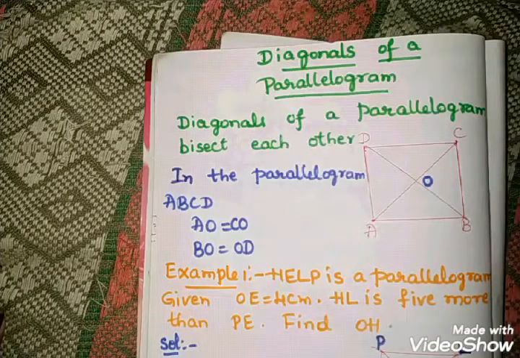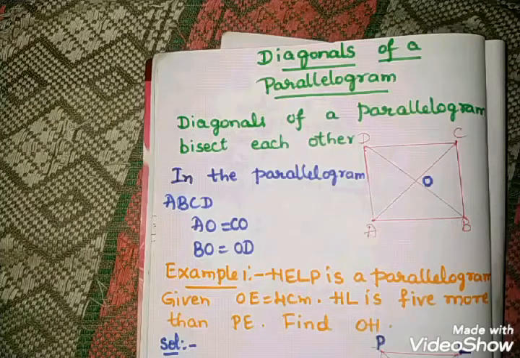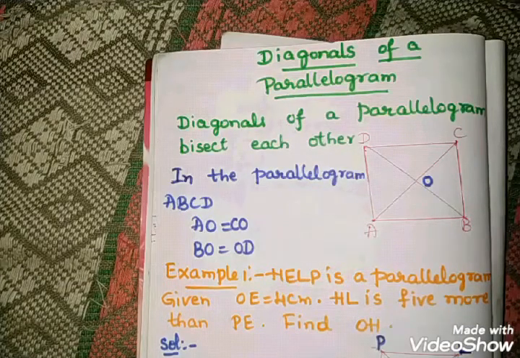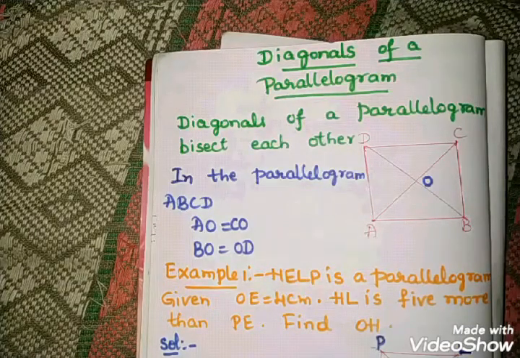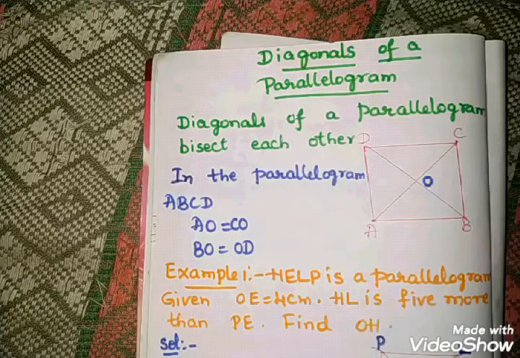Even in a parallelogram, in general, diagonals may not be equal always. There is no need of equality of the diagonals in any parallelogram. For example, in a square it may be equal. But in general, when we say a parallelogram, it may not be equal always. But diagonals of a parallelogram bisect each other, children. They always bisect each other.